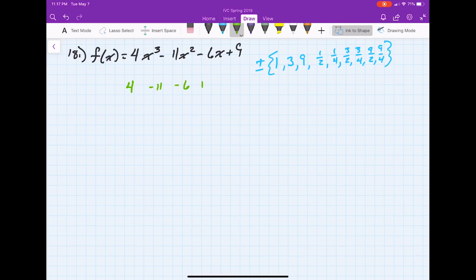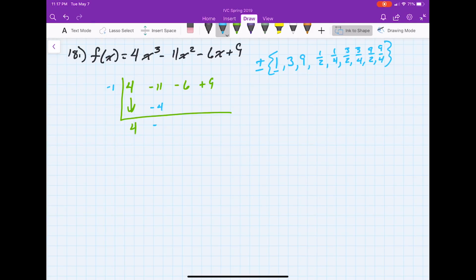So let's start our synthetic division chart here for 4, -11, -6, +9. And then we bring down the 4, of course. I'll grab a different color. Let's go with blue. We'll do our 1, and we'll do the +1 first. It gives me 4, so this is going to give me -7. So -7, and those together is -13. And -13 plus 9, obviously not a 0. What a bummer.